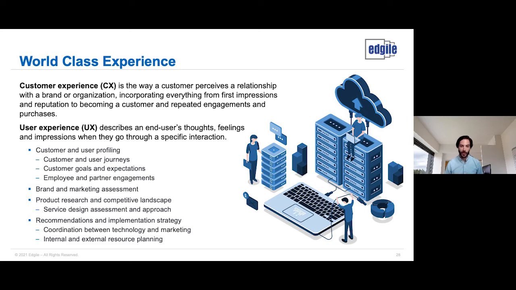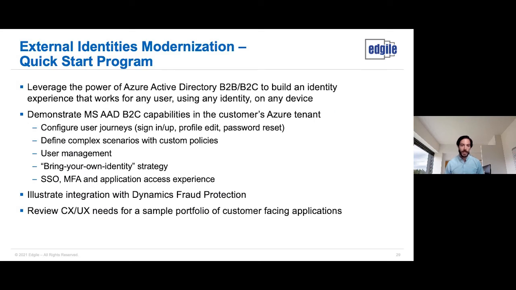Okay, so now that we've talked about those 3 pillars, hopefully we've inspired you. But maybe you're a little overwhelmed trying to think about how to get your company from point A to point B, from where we are today to where we need to be. Okay, well, we can help you out there. Edgile has actually put together a quick start program for external identities modernization. And in here, we actually utilize those pillars that we talked about.